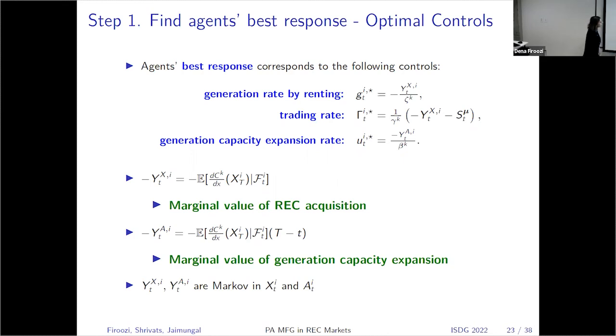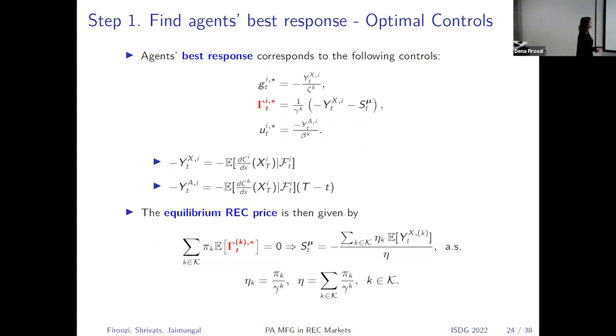Okay, now with that, we can characterize the equilibrium REC price. Now that we have the best response trading strategy, we impose this clearing condition and we obtain the market clearing price. It turns out that this market clearing price is a weighted sum of the expected marginal value of RECs to representative agents from K subpopulations.